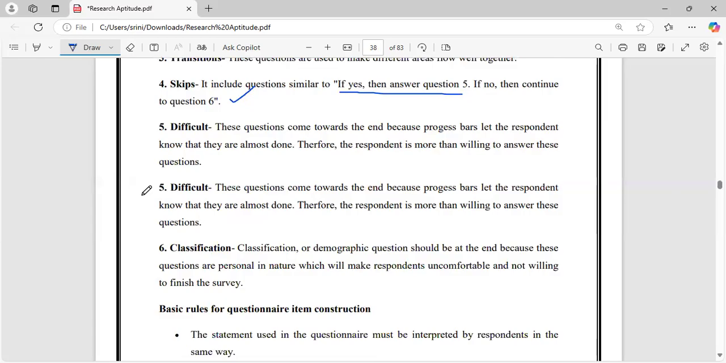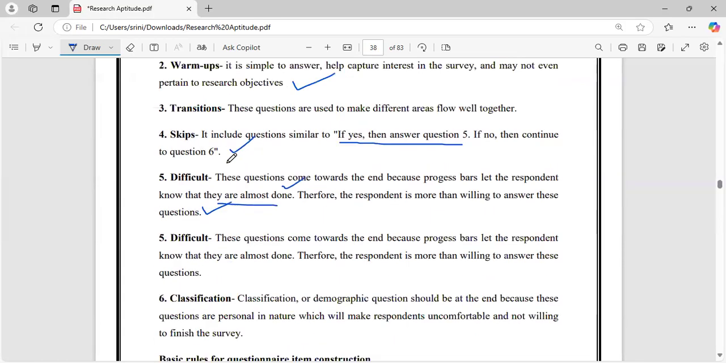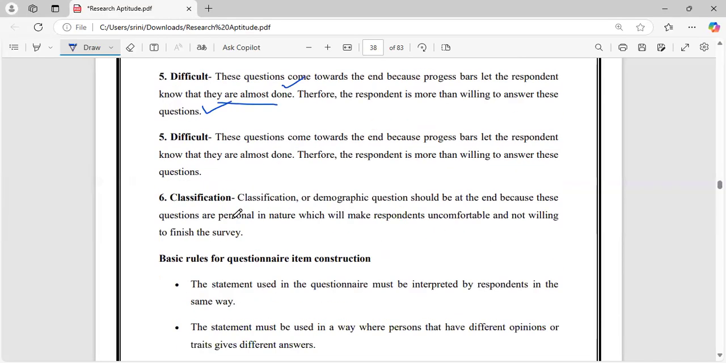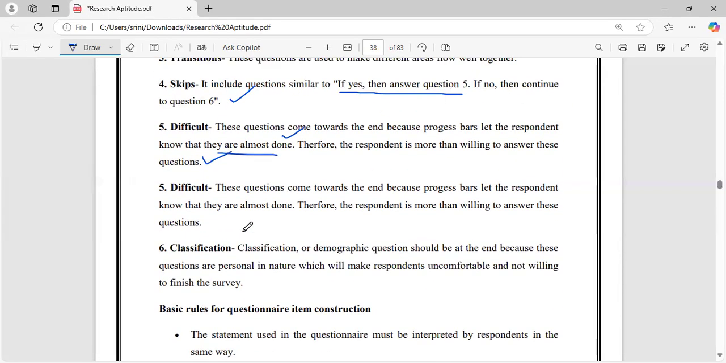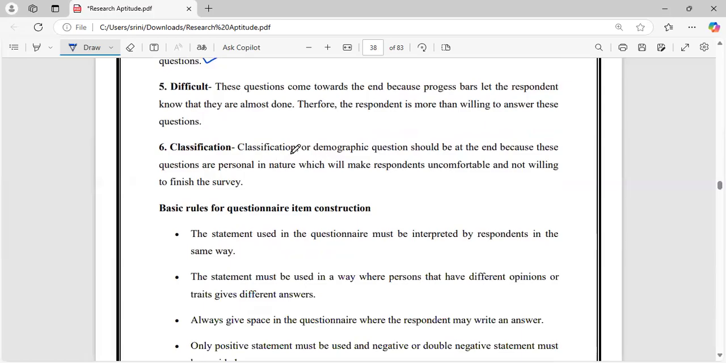Difficulty level: these questions come toward the end because progress bars let the respondents know that they are almost done. Therefore, the respondent is more than willing to answer these questions. This is for online data collection. Then classification: classification or demographic questions should be at the end because these questions are personal in nature, which will make the respondent uncomfortable and not willing to finish the survey.